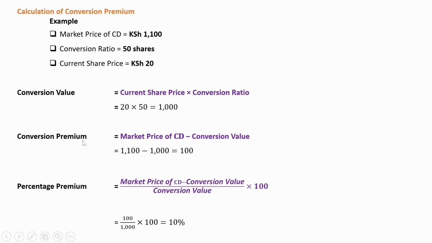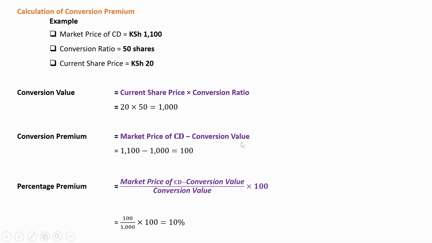Conversion premium. The first thing, remember the formula for conversion premium. We have said it is the market price of convertible debenture. You deduct the conversion value. Market price of convertible debenture is given in the question, and that is 1100.